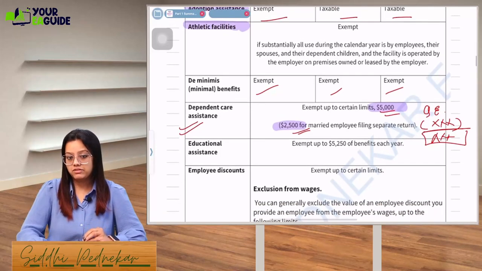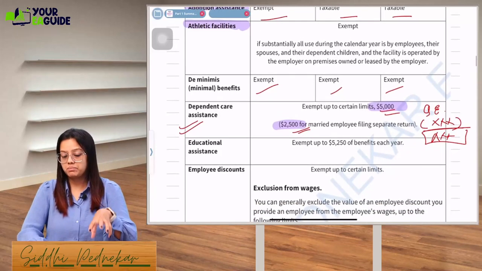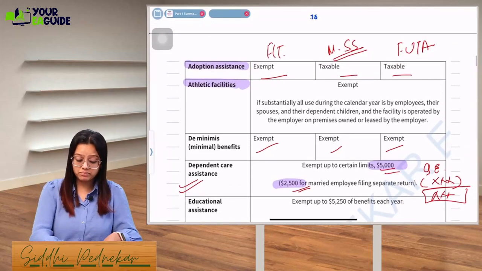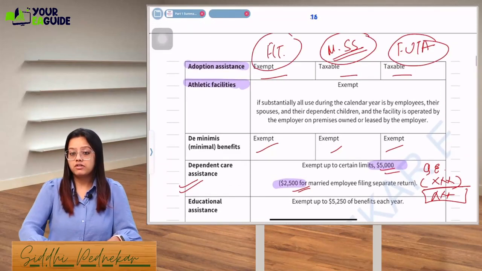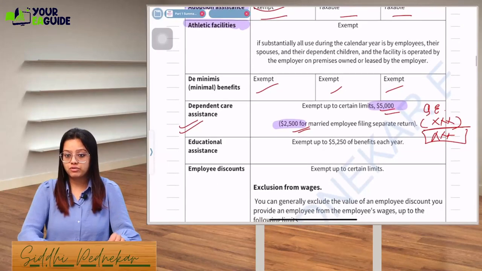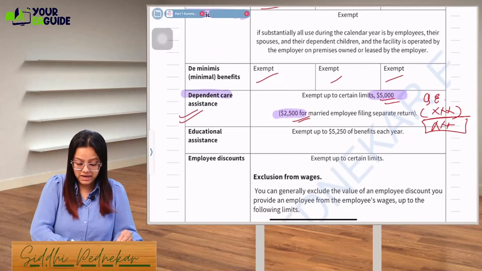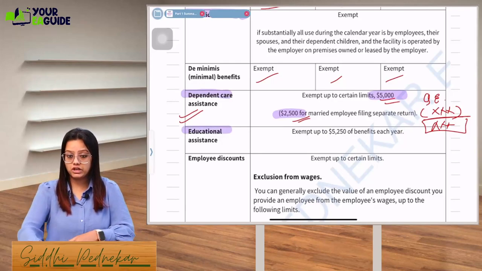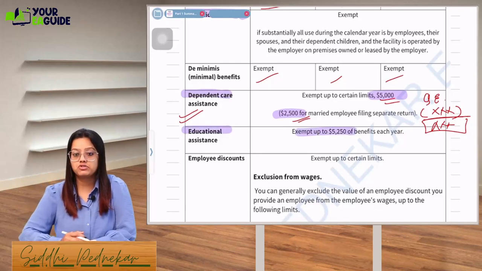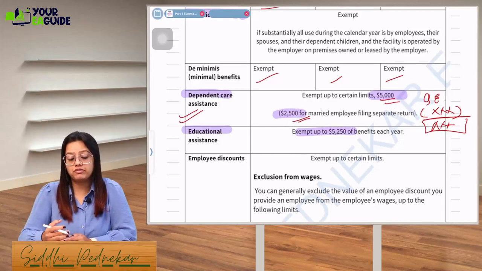So dependent care benefit, if it is provided by the employer to the employee, up to 5,000, it is exempt from these three taxes. Okay, from federal income tax, Medicare, Social Security and FUTA taxes. If you receive educational assistance, it will be exempt up to $5,250 for each year.